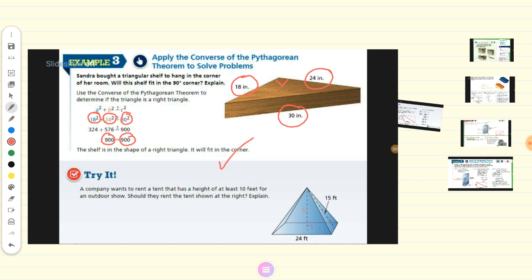The right one, this pyramid, we will consider it as a tent. A company wants to rent a tent that has a height of at least 10 feet for an outdoor show. Should they rent the tent shown at the right? Do you think it's suitable for them? Okay, let's calculate it. I need to know the height actually. And I know this side, which is considered as the hypotenuse.